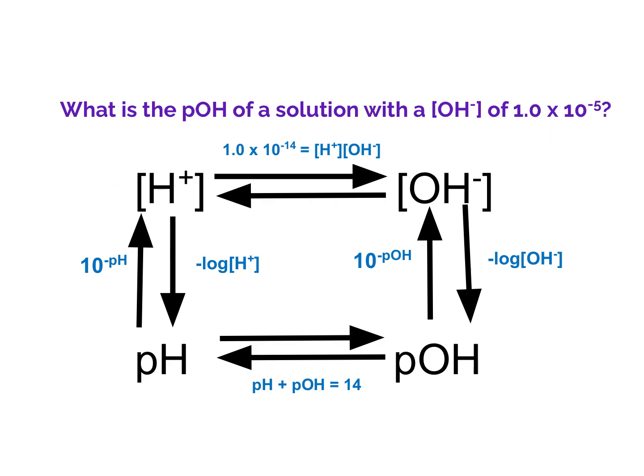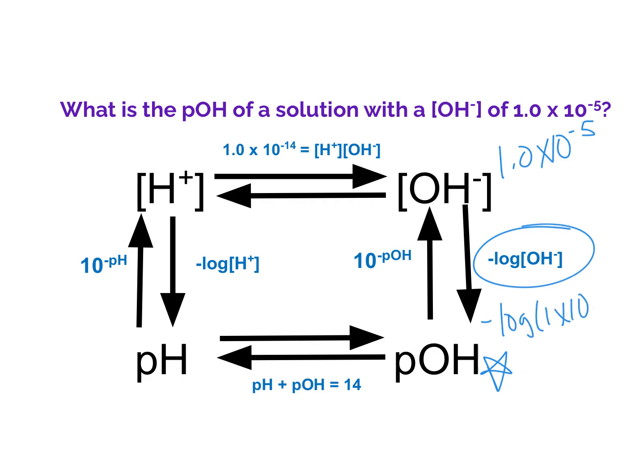Now, for this situation, I know the concentration of the OH is 1.0 times 10 to the negative 5th, and it's asking me to find my pOH. So in this case, I'm going to use the negative log. So I'm going to do negative log, making sure that whole thing's in parentheses, 1 times 10 to the negative 5th. And I will get 2 sig figs. So that's going to be 4.8. And this would be my pOH.